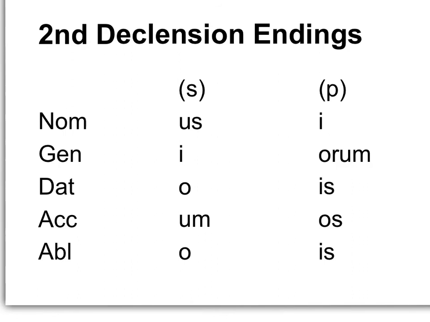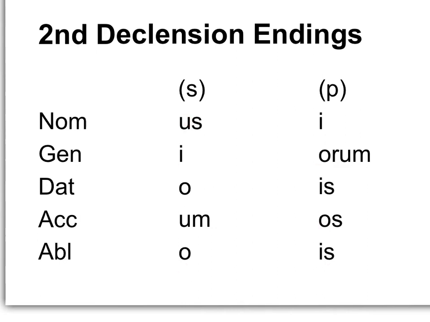Here they are. We have nominative, genitive, dative, accusative, ablative, and singular and plural as usual. Here are the endings. Us, i, o, um, o, i, orum, is, os, is. Let's do it again. Us, i, o, um, o, i, orum, is, os, is.